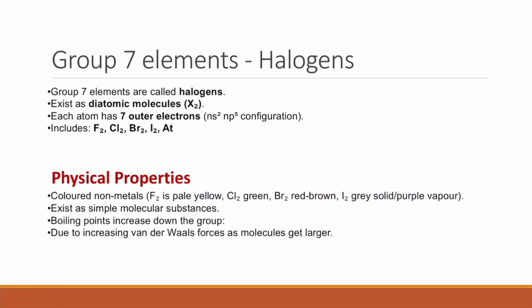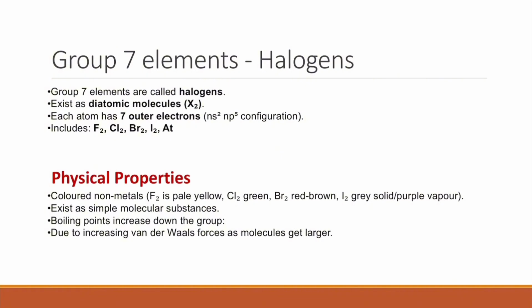Group 7 elements exist as diatomic molecules, and each atom will have 7 outer shell electrons, 2 in the s subshell and 5 in the p subshell. They are colored, they are nonmetals, and they exist as simple molecular substances.